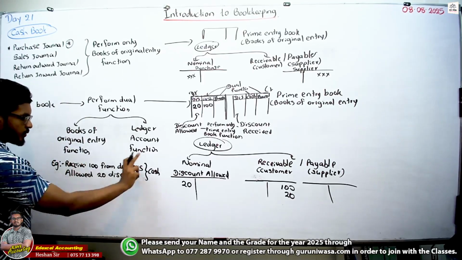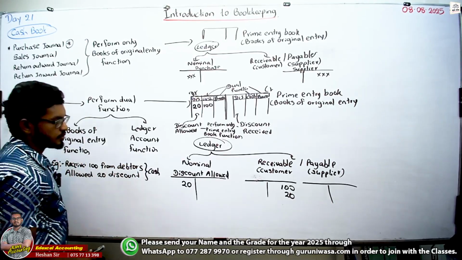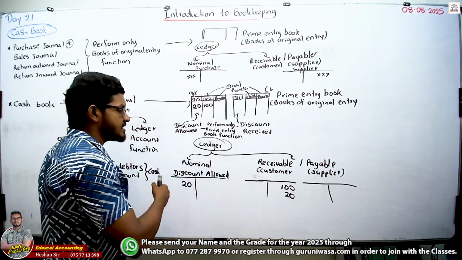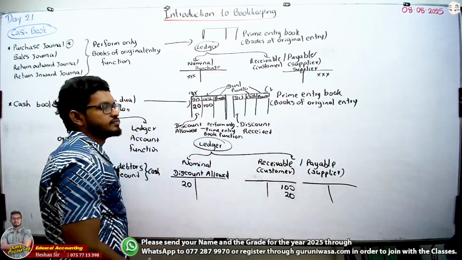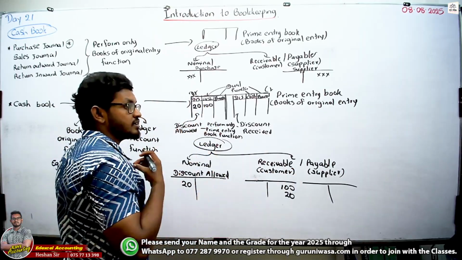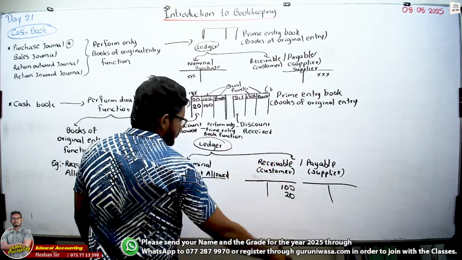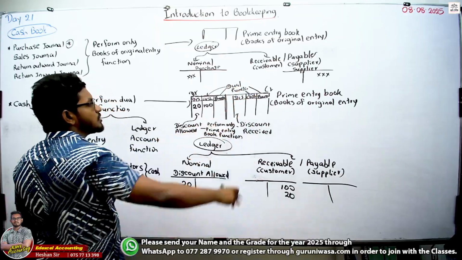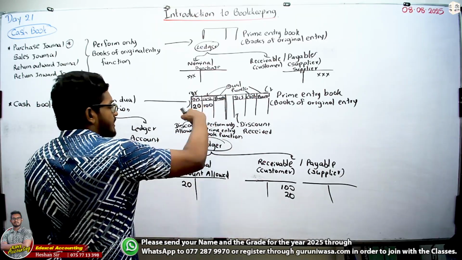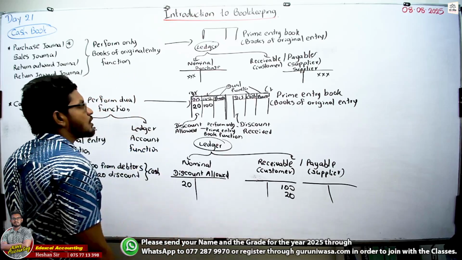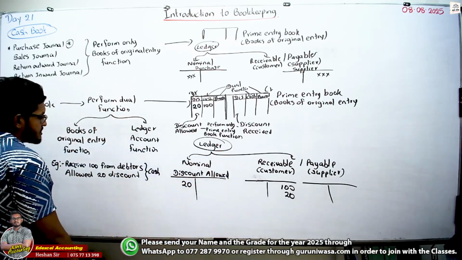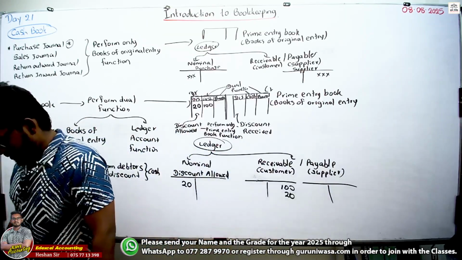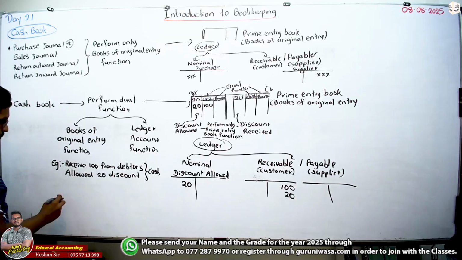Actually, it's like this. Though we receive 100, we allow the discount of 20, which means totally we are releasing 120 worth of the customer's debt. I told them to give 100, not to pay 20. That is how it goes. To receive 100 here, these perform the dual function. So we get the balance of the cash and bank account, and we record it in the trial balance as well.